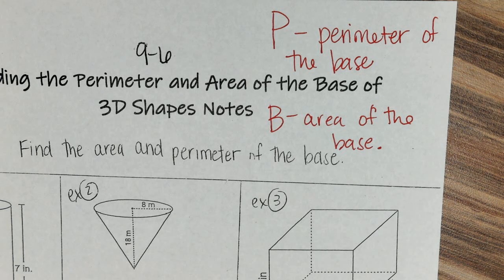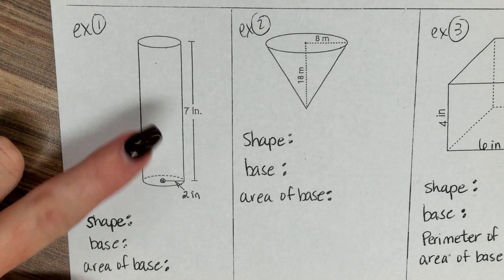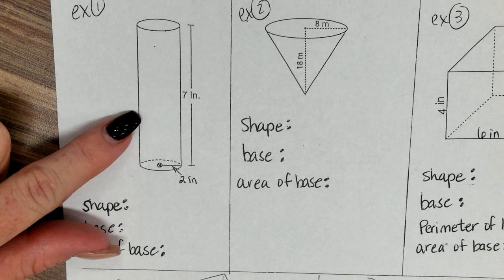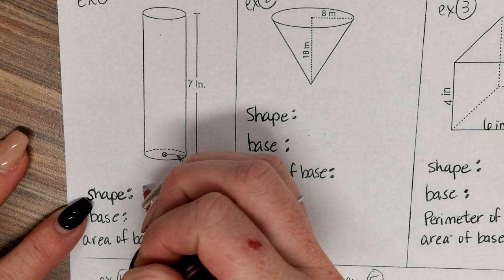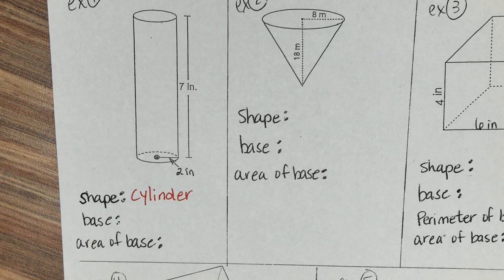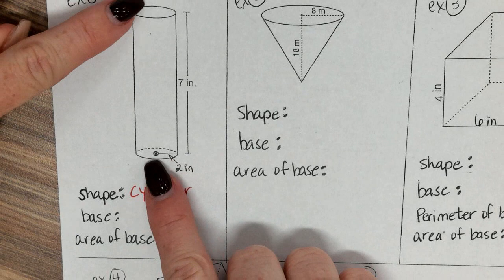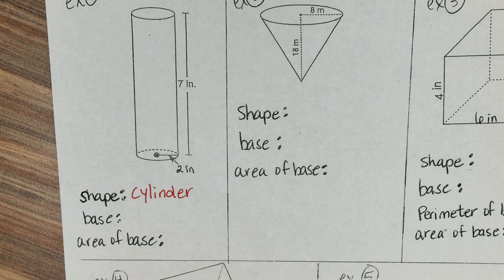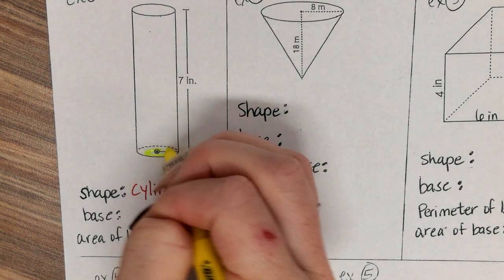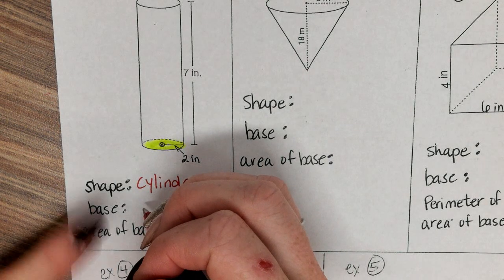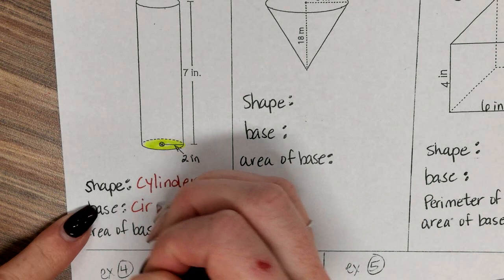Everybody good? So everybody look at shape 1. What kind of shape is this? A cylinder. Remember, a cylinder is like a can of soup. This is just a really tall one. A cylinder has 2 circular bases. Does everybody see the bases? I'm going to take my highlighter and highlight the base. What kind of base is this? A circle.